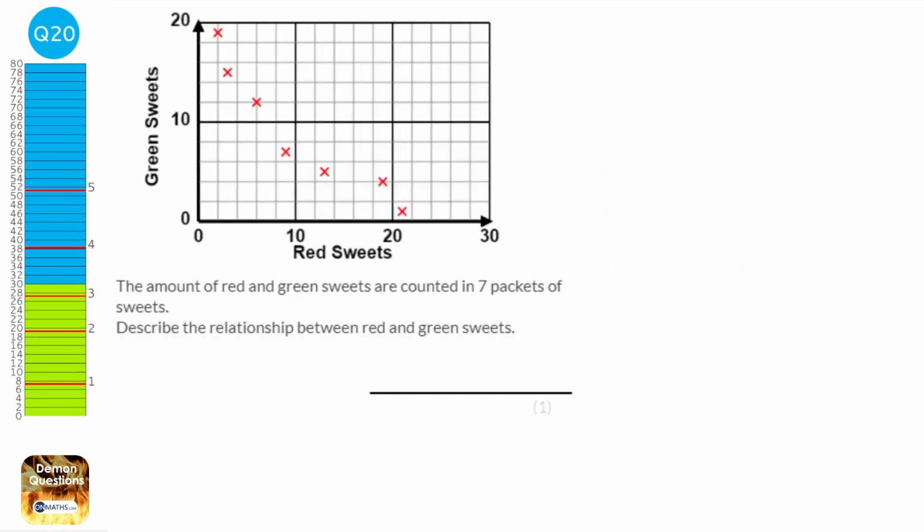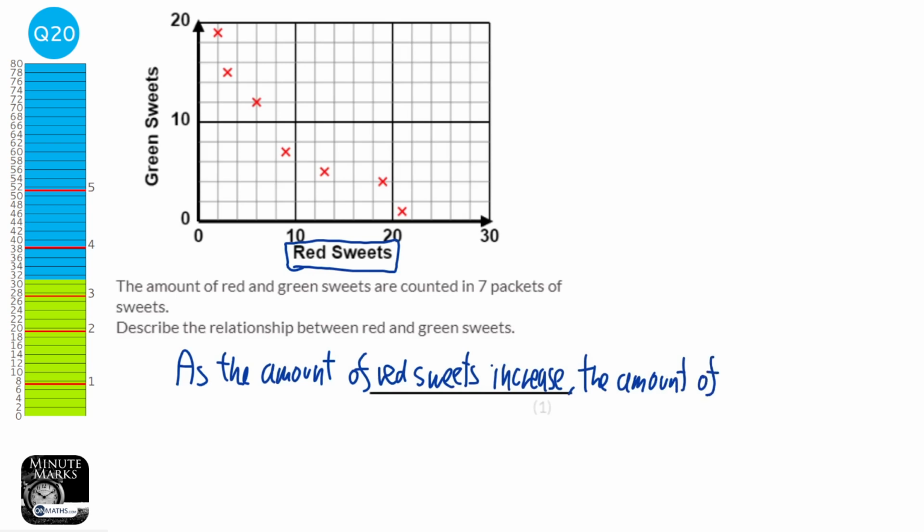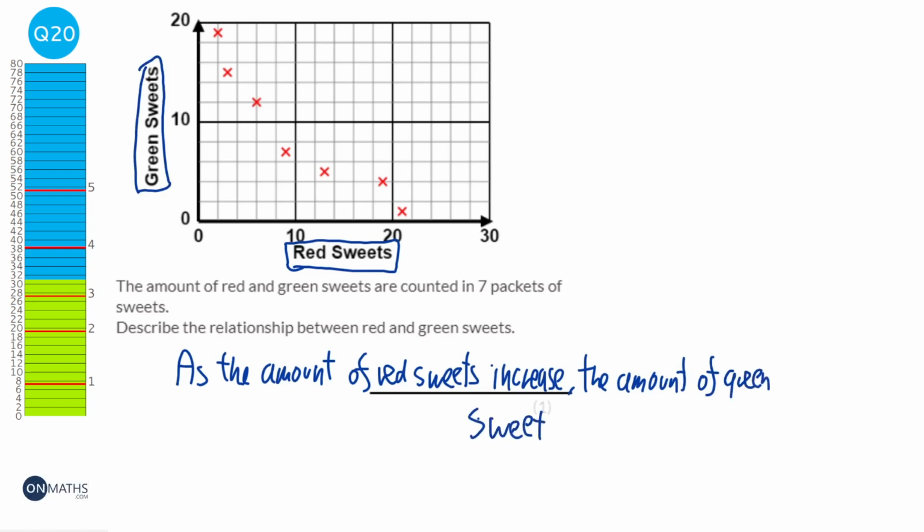452.39. So when asked to describe a relationship, I always start off the sentence as: the amount of, and I pick this one here, the X one, red sweets, increase, the amount of, and then I pick this one here, green sweets. And this is the only word here that changes.